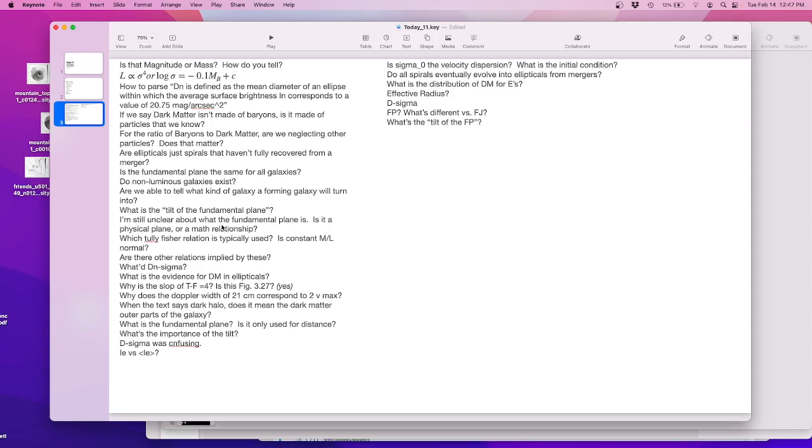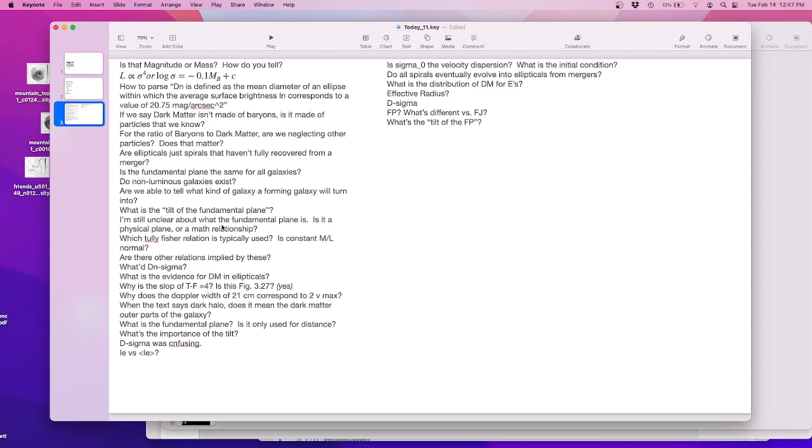Okay, if we say that dark matter isn't made of baryons, is it made of particles that we know? I don't know. Probably not. Almost certainly not. Why? So what do we know about dark matter? We know that dark matter interacts by gravity. We know that it does not interact with the electromagnetic force. How do we know that? It's in the name. It's dark, so there's no light, so there's no electromagnetic radiation. Light is electricity, right?